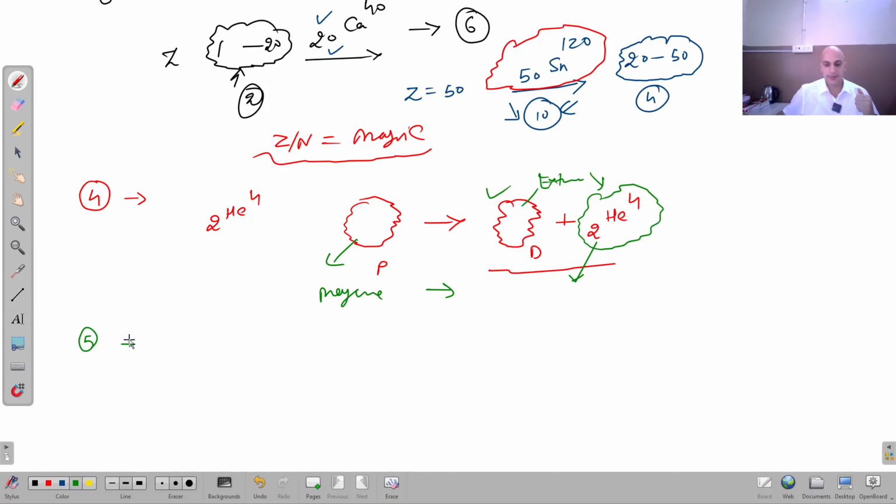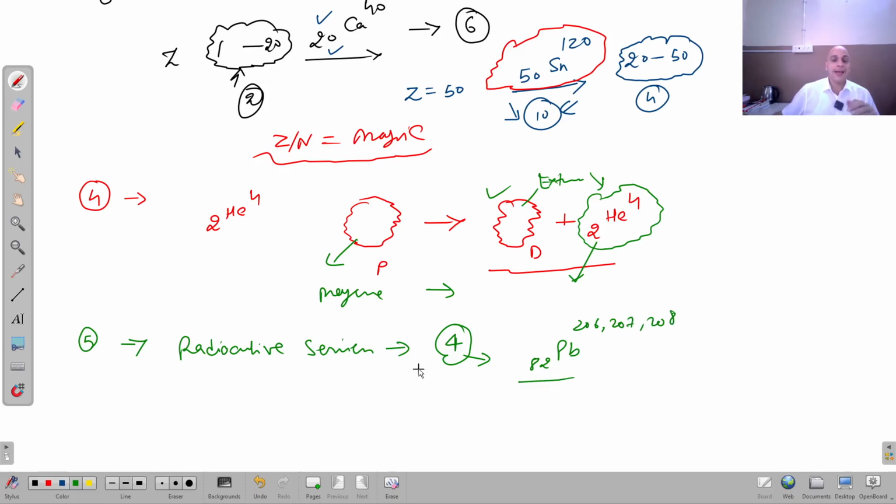Now I'm coming to evidence number 5. If we look at the 4 radioactive series, we'll come to these in the radioactivity chapter. At this point, I want to tell you that there exist 4 radioactive series in nature. We will discuss them in detail in the radioactivity chapter. In all those 4 radioactive series, the stable end product is lead, that is 82Pb. It has different isotopes: 206, 207, 208.